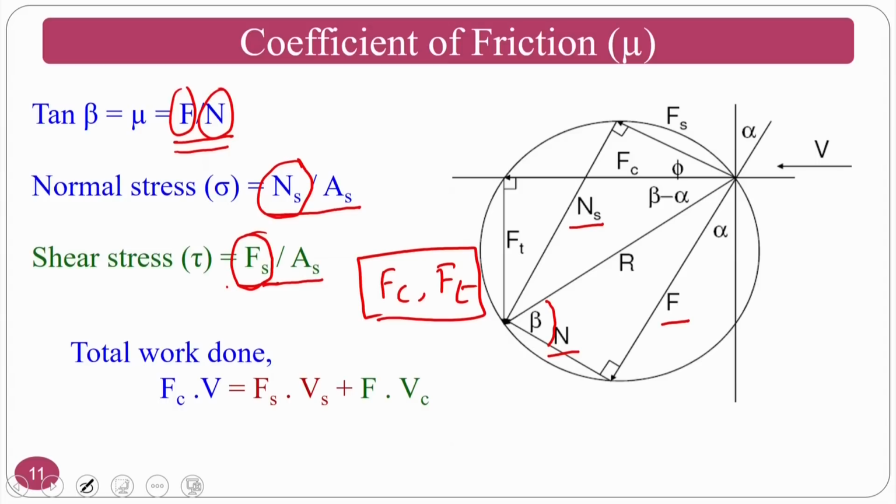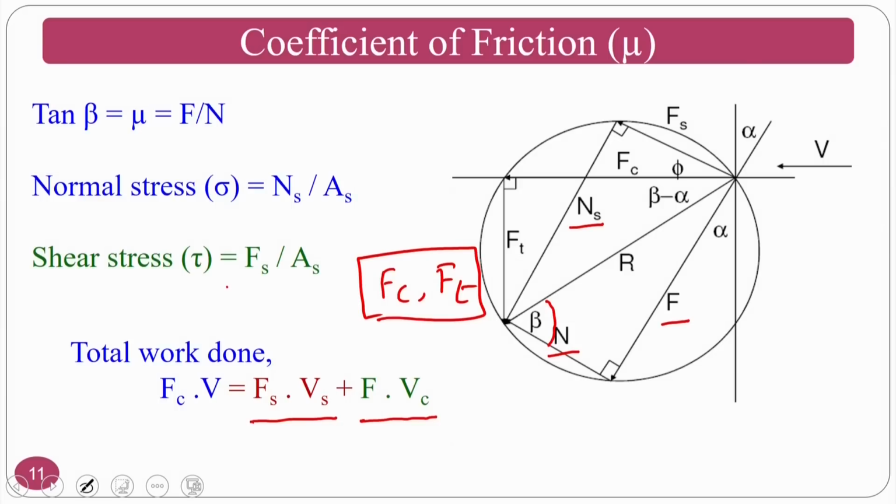The total work done is nothing but your Fc into V. Okay, so Fc into V equals shear force into shearing velocity plus the chip velocity into the frictional force. This is useful energy, this is unuseful energy. Assume that I can say it is energy going as a waste. Okay, so now we will calculate all these things.